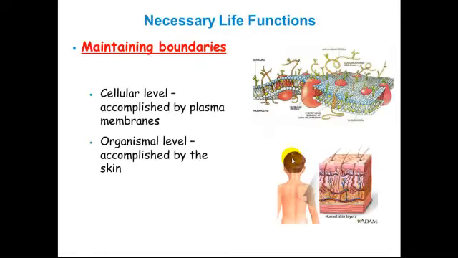Now, in terms of necessary life functions, in order for life to occur, there are certain things that must be done, certain activities that either the cells or the organisms must do. One of these is maintaining boundaries. On the cellular level, we will see this accomplished by plasma membranes, and in Chapter 3, we'll spend a good deal of time looking at plasma membranes. On the organismal level, the integumentary system and the skin tend to be the important components of maintaining our boundaries.